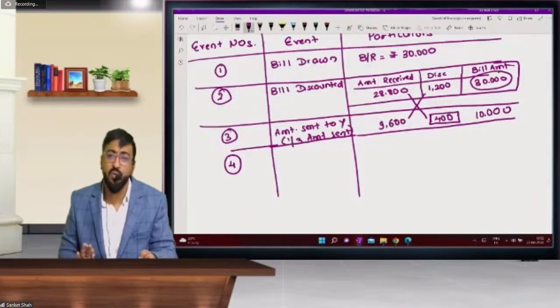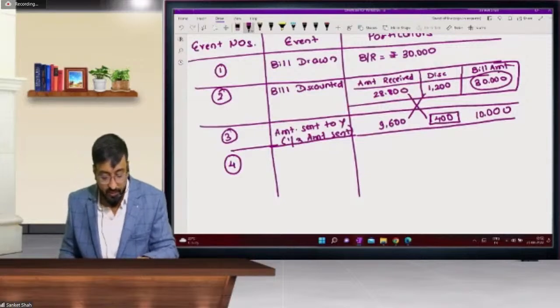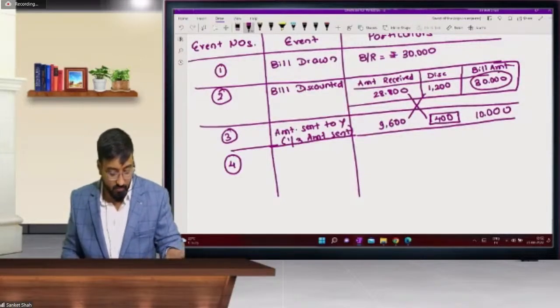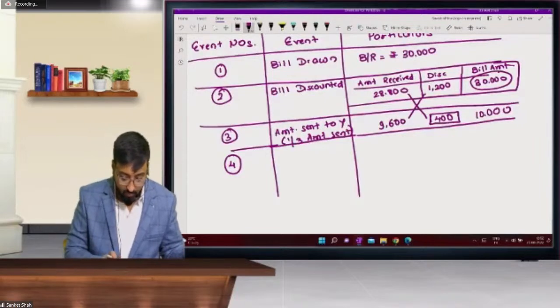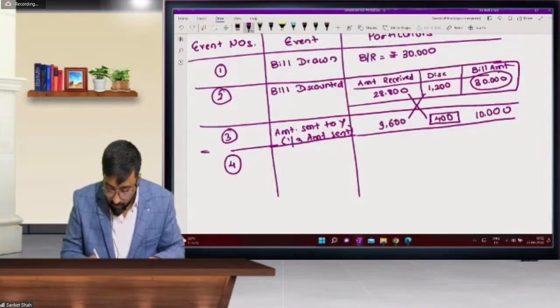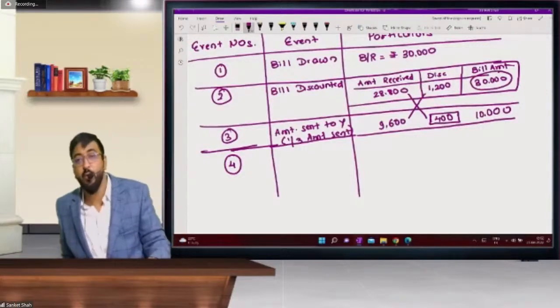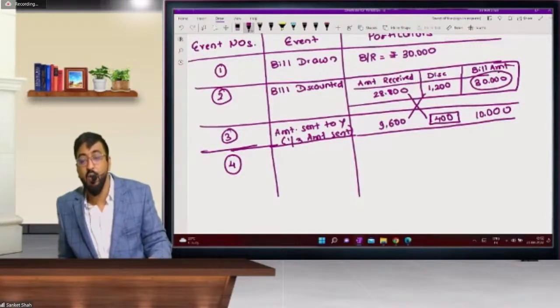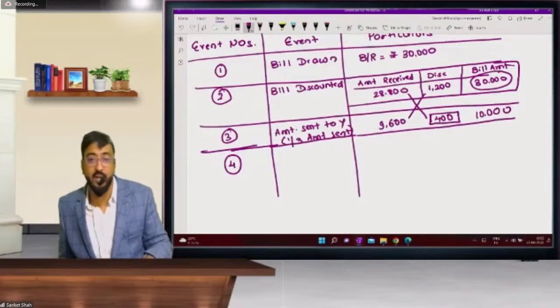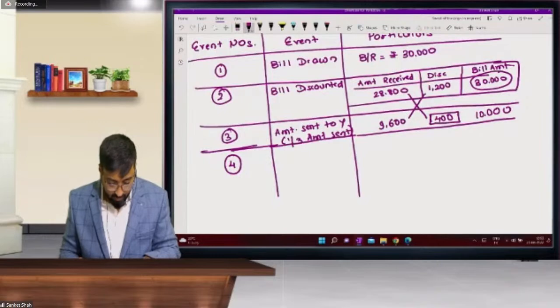So till now, it's very easy. देखो सबसे पहले बिल ड्रॉ किया, फिर X ने जाके वो डिस्काउंट किया और उसमें से 9,600 रुपए Y को भेज दिया. कितना भेजा? 9,600 इंटू 1200 डिवाइड बाय 28,800. तो ये कितना आया? 400 रुपए डिस्काउंट. 10,000 का बिल अमाउंट हमने भेज दिया. 10 रुपए 30 रुपए में से तो 1/3 अमाउंट भेजा. 10 डिवाइड बाय 30, दैट इज 1/3. ओके.